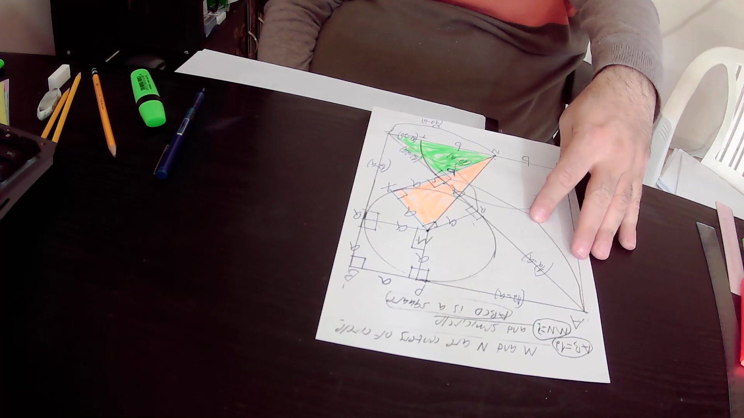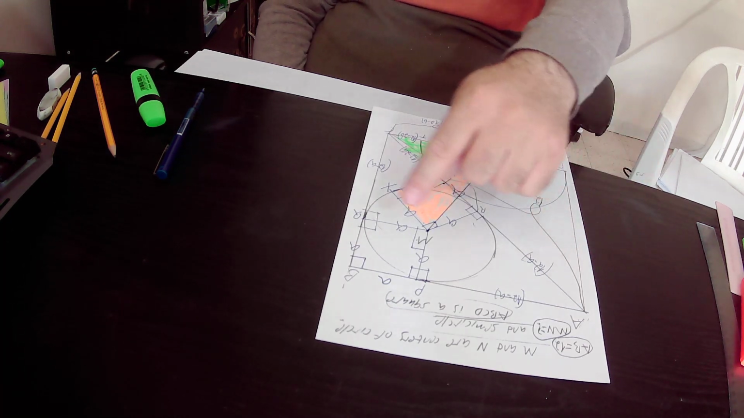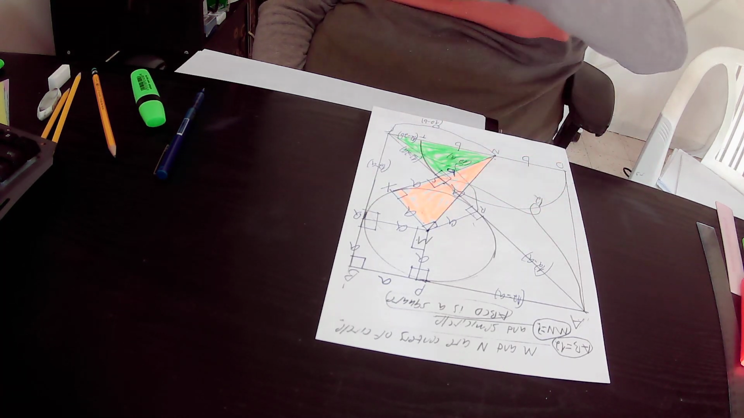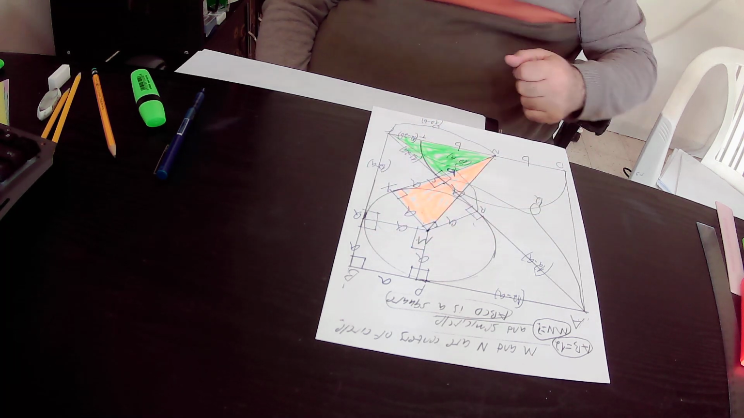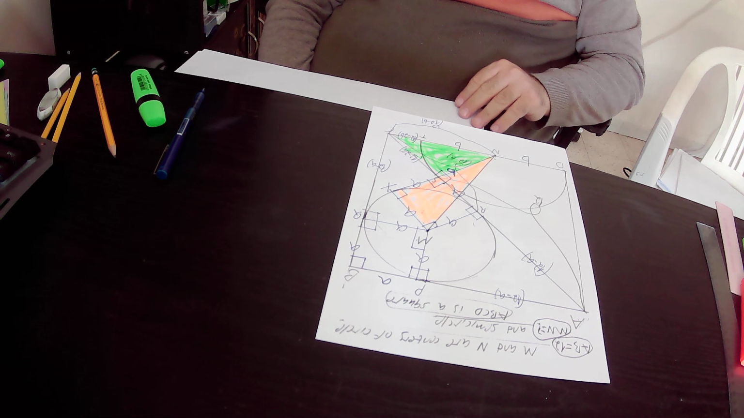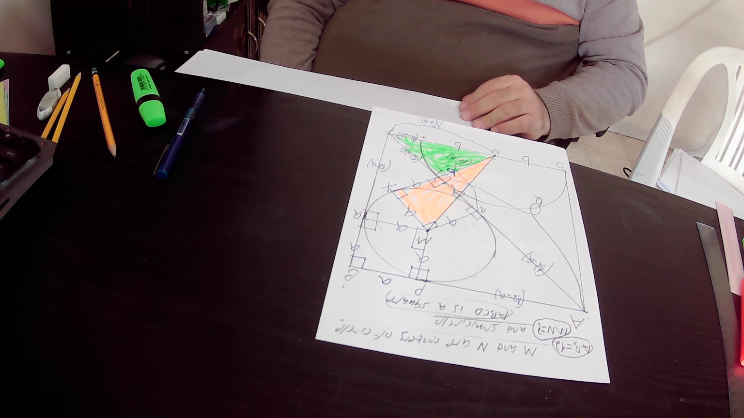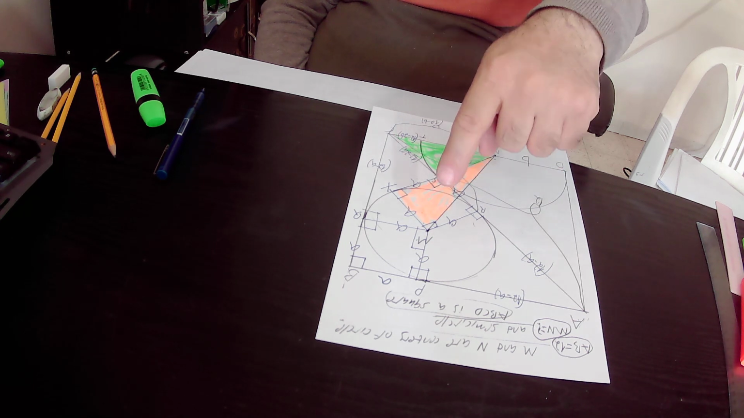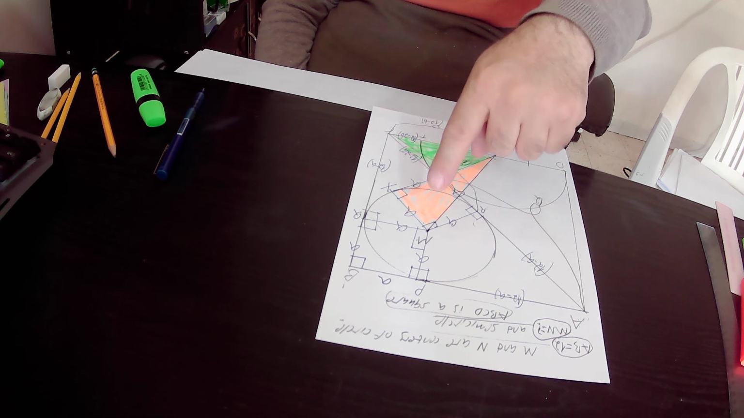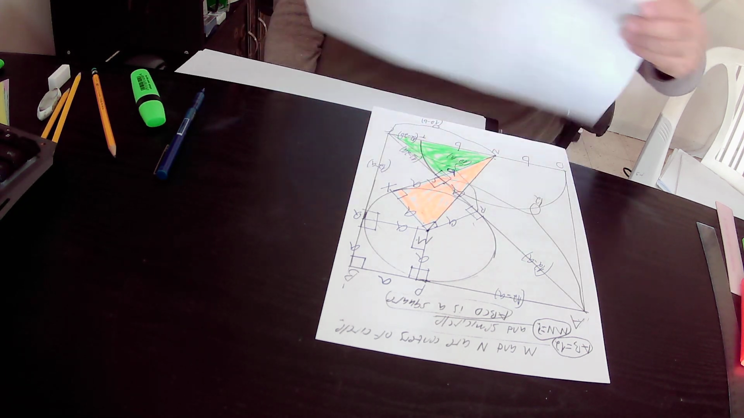So actually, quadrilateral PBMQ has 3 right angles, and the sum of 3 right angles is 270 degrees. 270 degrees plus the size of the fourth angle, that is actually angle PMQ. In total, they must be equal to 360 degrees.